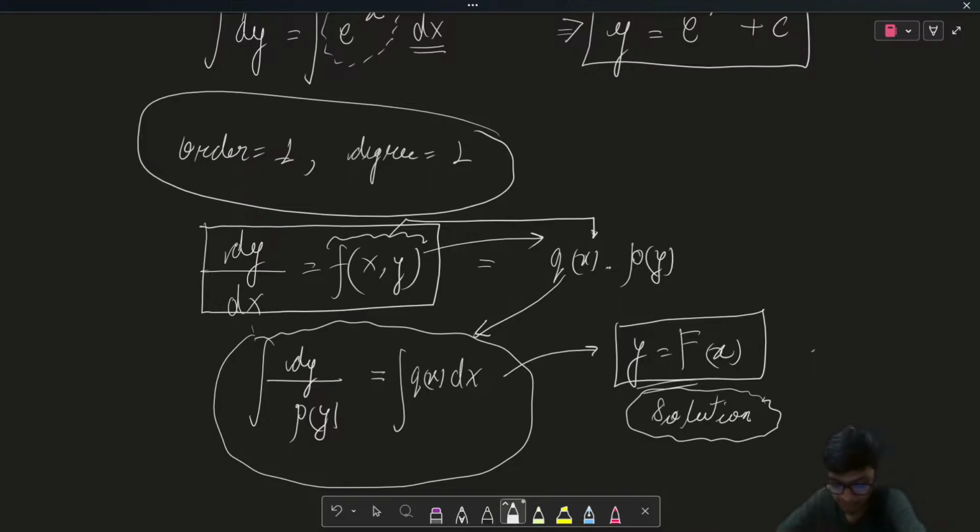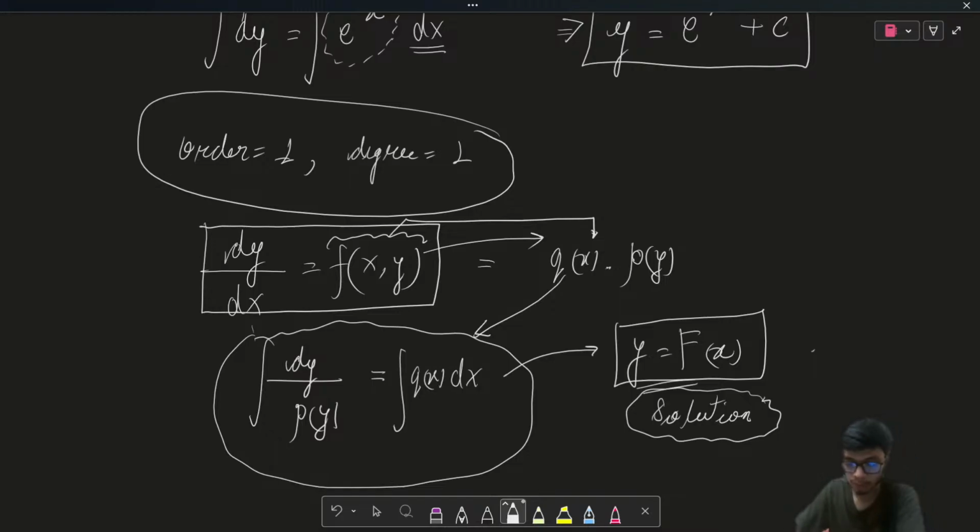Now I will take up multiple examples to explain how you can actually solve these questions of variable separable form. But before that, please let me know in the live chat, is this part clear to all of you? Are you all able to understand the concept that I'm trying to explain? Yes or no? Please let me know in the live chat.